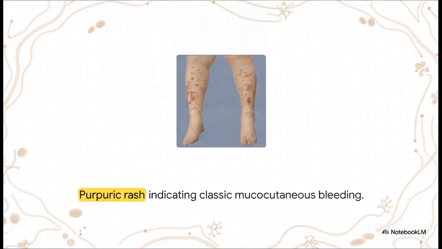These classic petechiae and that purpuric rash scattered across the legs, that's a massive red flag for a platelet disorder. These tiny, non-blanching red spots tell you there's capillary bleeding that normal platelets would usually plug up. When you see this, you need to work up the platelet issue.